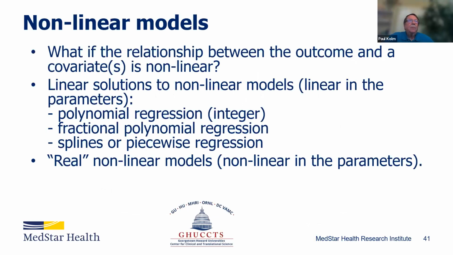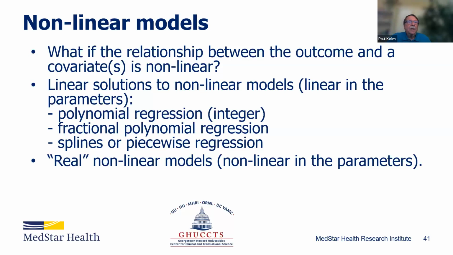Okay, then I think I have a couple more things here. What if the relationship between the outcome and the covariates or the independent variables is nonlinear? Well, there are different linear solutions that we can apply. And what we mean by that is that they are linear in the parameters, in other words, in the regression coefficients. I've listed 3 common ones that we can do here: polynomial regression, which is using an integer polynomial, fractional polynomial regression, and then splines or piecewise regression.